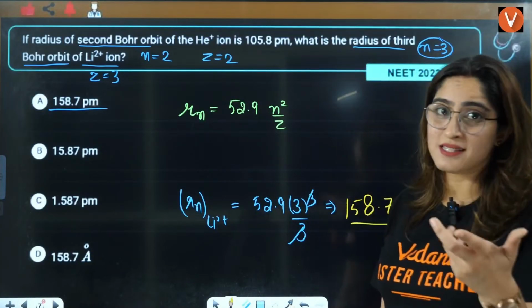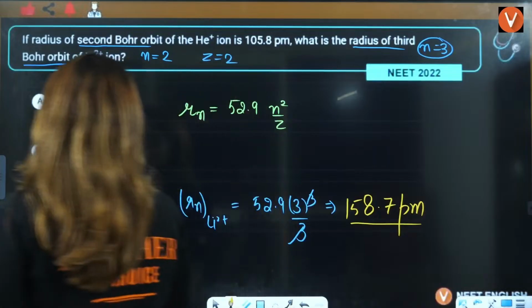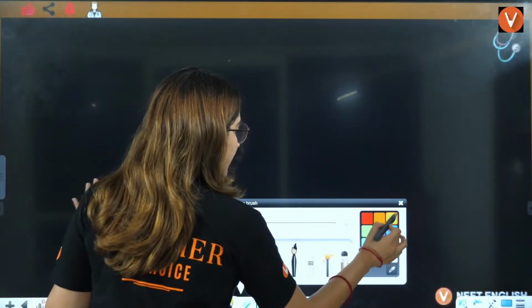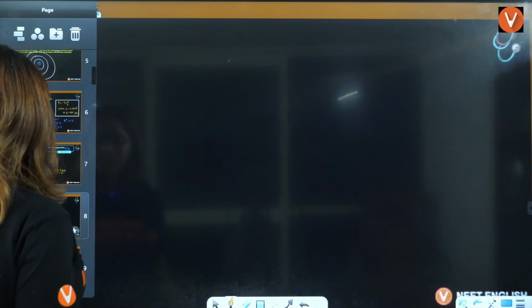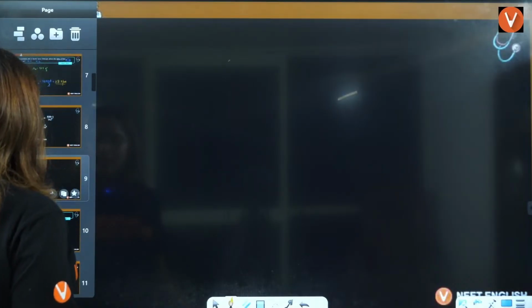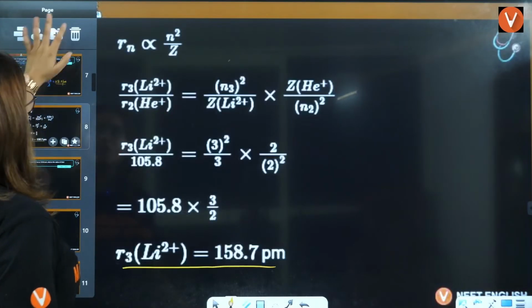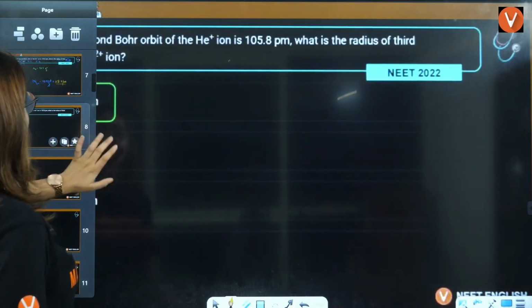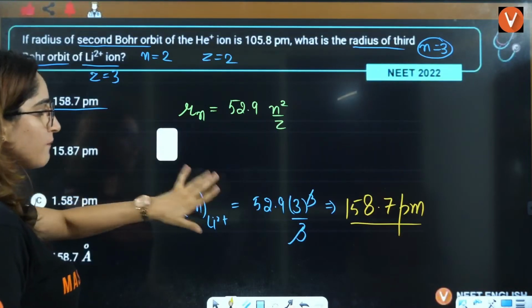Okay, but yes, let's take an example. Now I'm taking another example here, right? If they give you this kind of question, I would not advise you to solve it like this. I would advise you to solve it like this only.